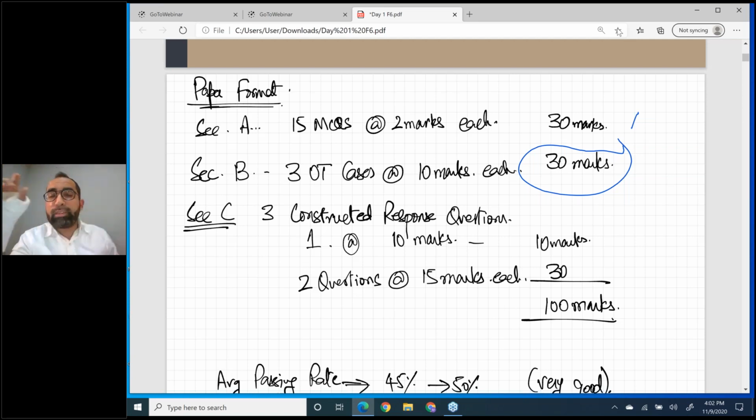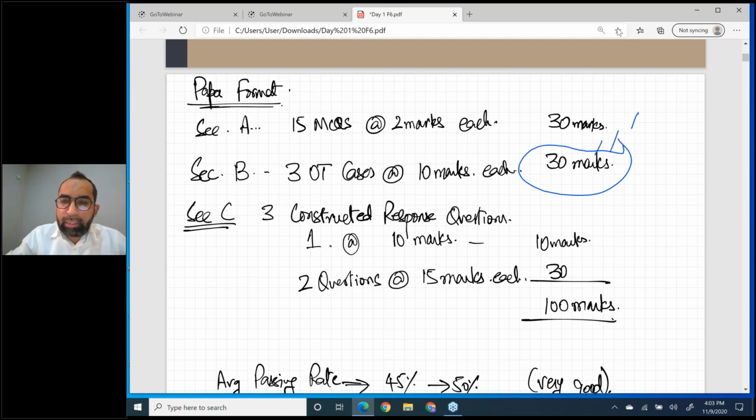But the remaining two questions of 15 marks each normally come from, one from individual, that is trading income, employment income, partnership, a mixture of such things, and one comes from corporation tax. So that's how your 100 marks will be done.